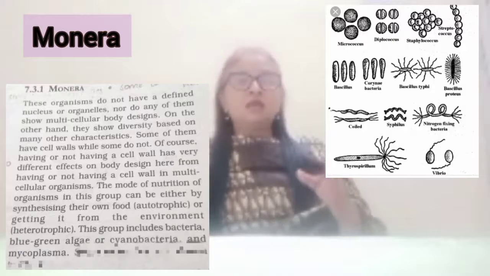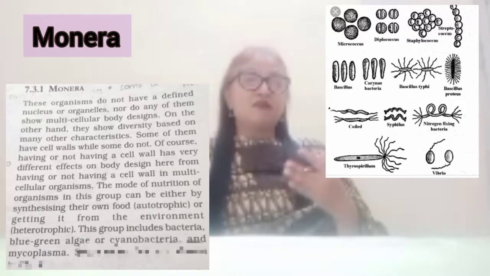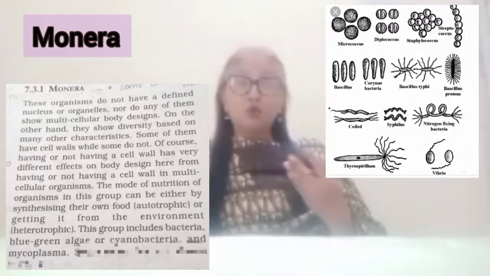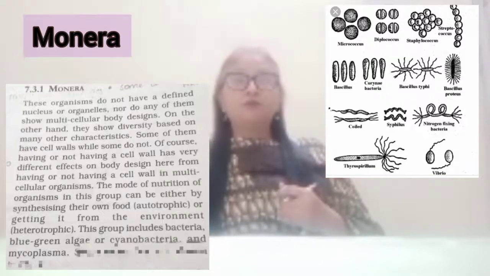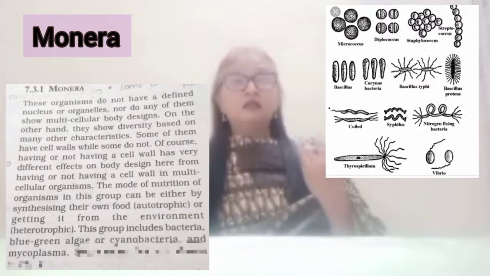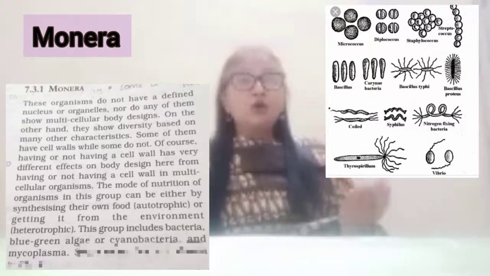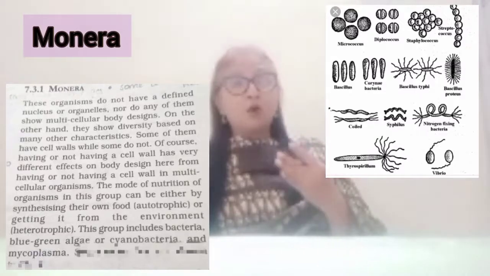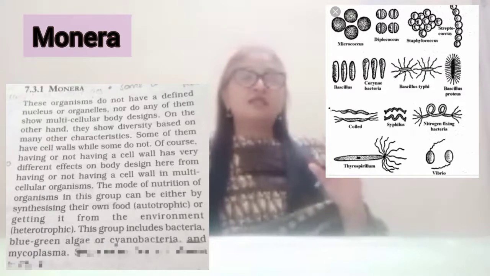Now the various groups coming under Monerans are blue-green algae, which is otherwise known as cyanobacteria. And we have 2 examples for this, that is Anabaena and Nostoc. Then the other group is bacteria and also mycoplasma. Now what are these mycoplasma? Mycoplasma are also a group of bacteria, but they do not have cell walls.